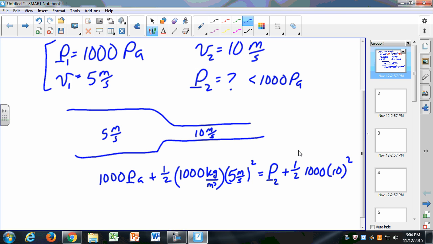So, whatever P2 is, I don't know. It is what it is. Okay? Y'all can do that, okay? But you will have a problem that looks like that, where you have to solve for the pressure from Bernoulli's principle, or the velocity.